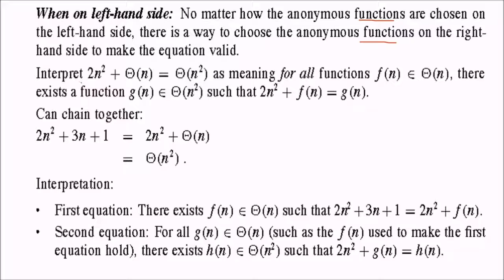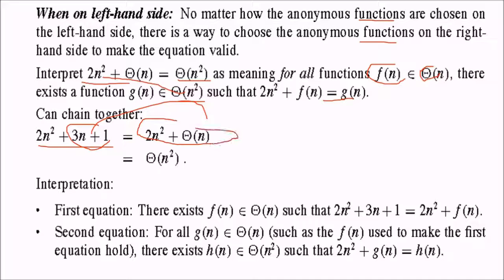How? Let us interpret 2n square plus theta of n. That is, this is order of or theta of n square, meaning for all functions f(n) will always be order of n only, and there has to be a function g(n) which belongs to theta of n square. So this 2n square plus f(n) will be equal to g(n), and we can also chain them together. That means 2n square and 3n plus 1, we say that this is theta of n, and in this combined way we call it order of n square, because for n square the growth is always higher.